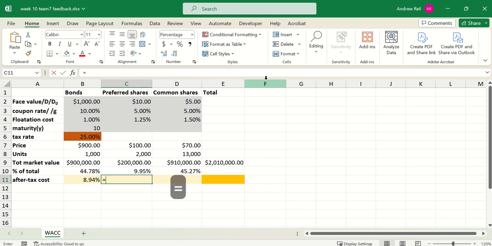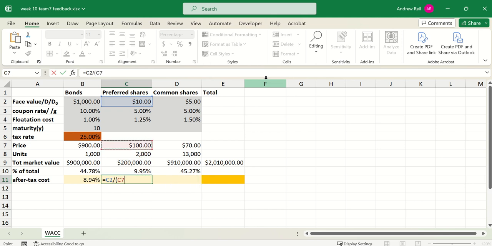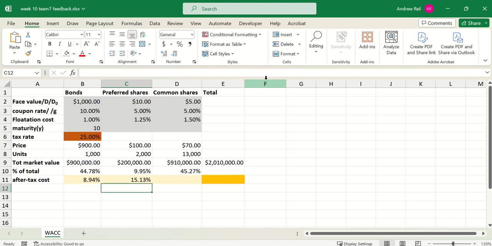So preferred shares equal the dividend divided by, and in brackets, the price multiplied by, in brackets, the 1 minus the flotation cost. And then I'm going to close brackets again to finish the denominator. Now that that's finished, I can add growth. There. That's the after-tax cost of, and they don't have tax, just the cost of the preferred shares, 15%.